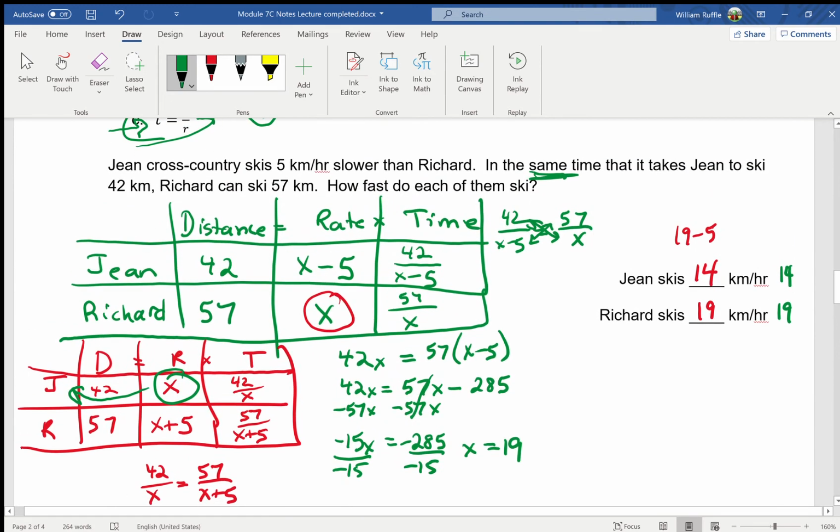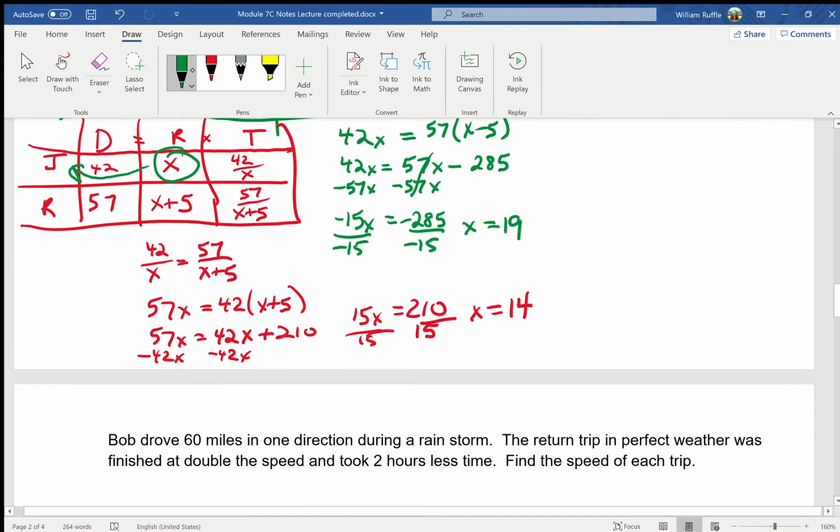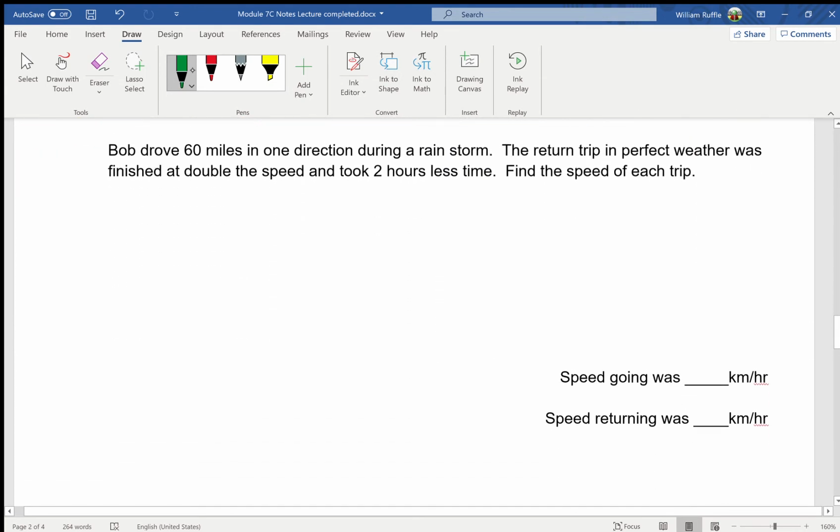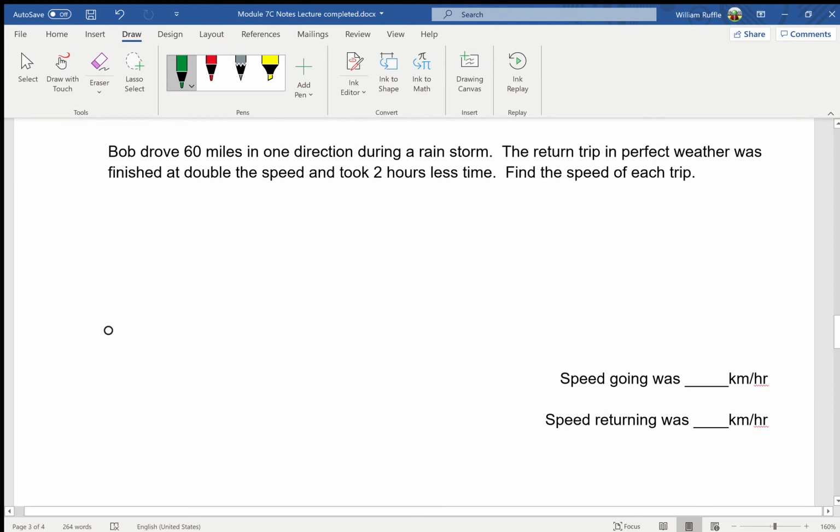Since it said 5 kilometers slower, my first instinct is to do x minus 5. But if you do want to reverse it and avoid the negative signs, you can do that. Both ways work. All right, question number 1 done. There's only 4 word problems, but these are tough.